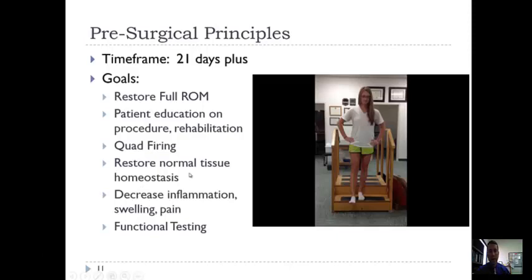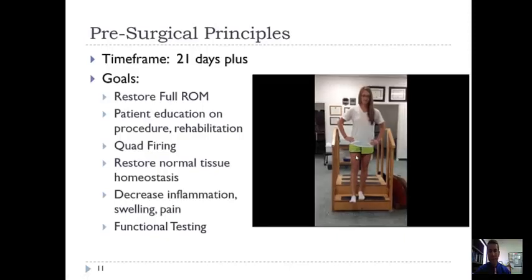So if you can see the patient pre-op, that's ideal. And the reason is, you want them to go into surgery with full range, no swelling, good quad strength. You really want to get everything back to normal as best you can. And then if you're able to do that, your long-term or post-operative outcome is usually better.